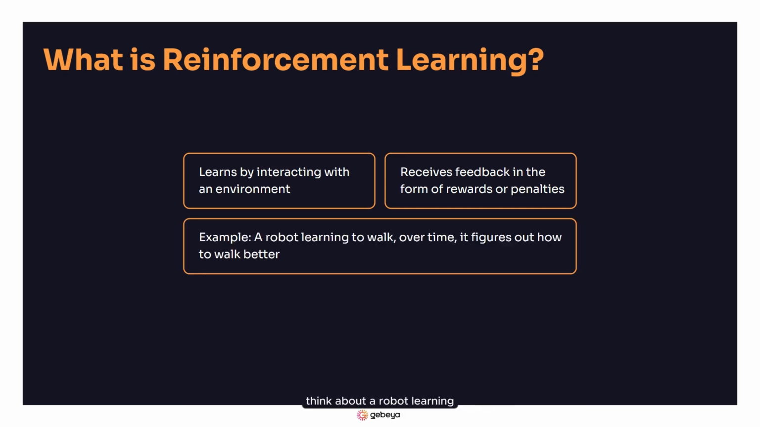Think about a robot learning to walk. At first, it stumbles. But each time it moves in a way that keeps it balanced, it gets a reward. And when it falls, it gets a penalty. Over time, it figures out how to walk better.